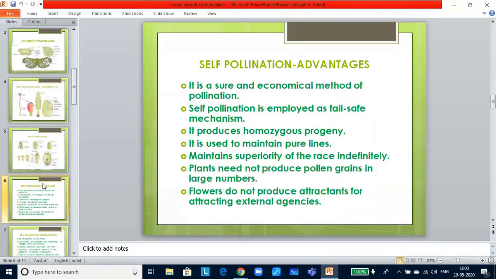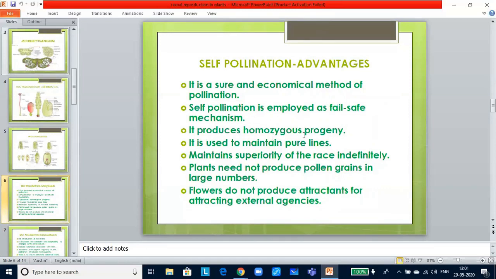Now let us look at self pollination. It is a sure, advantageous and economical method of pollination, and there is no failure when the pollen grain of the same flower falls on the stigma of the same flower. It is going to germinate, and then it can result in the zygote. It produces homozygous progeny. It is used to maintain pure lines, maintaining superiority of the race indefinitely. And because it is a fail-proof system, there is no need for the plants to produce more pollen, and flowers also do not require any pollinating agents to bring about the pollination.